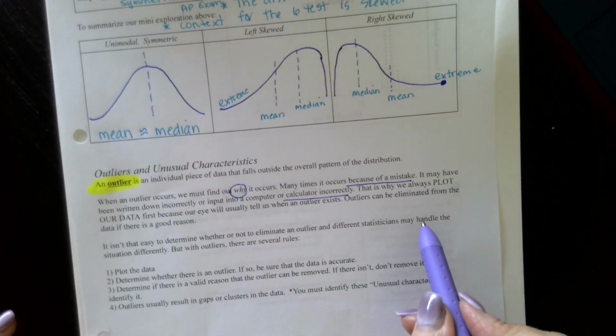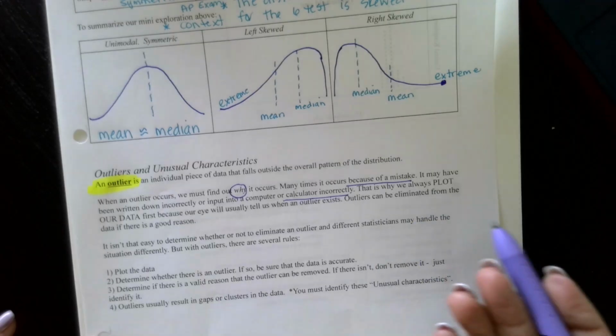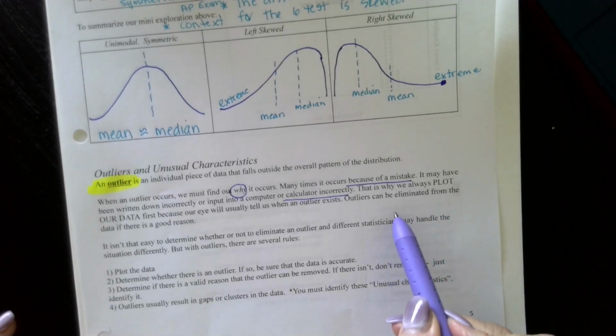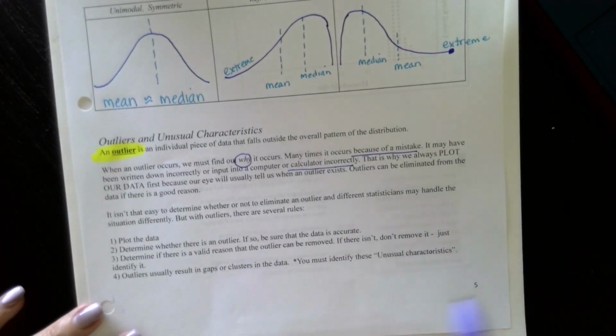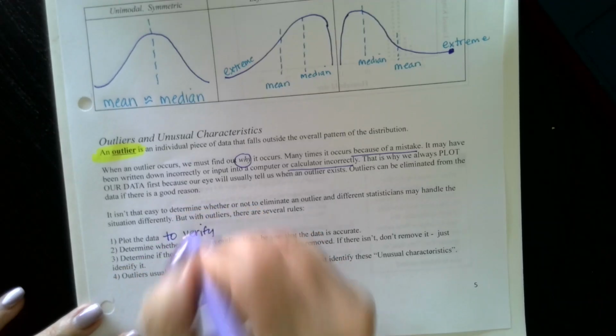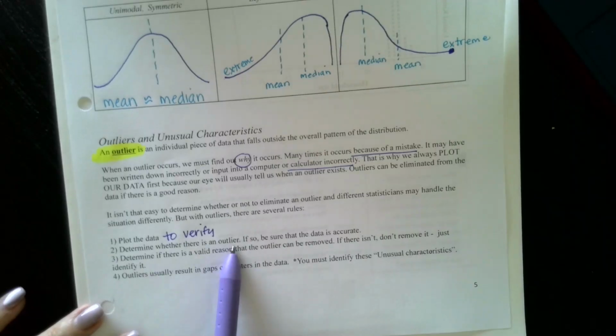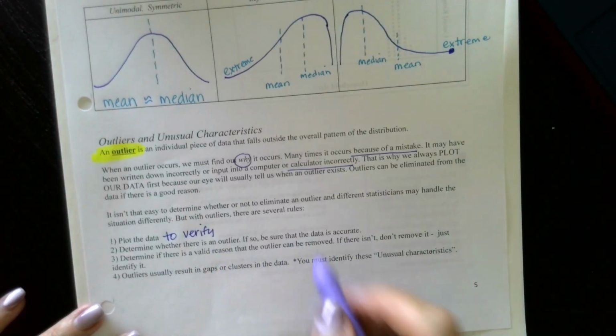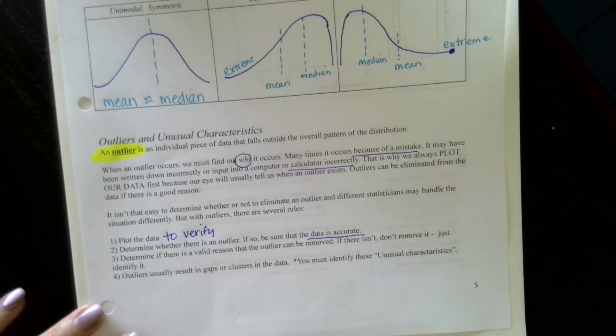If you do have an outlier, sometimes we really do, like with our salary person. If that happens, we just have to justify it. We have to write what our outlier is. When we have an outlier, there are several rules. First thing we're going to do is plot it, and the reason we're plotting it is to verify, is it really there? We're going to determine if it's an outlier. If so, we have to make sure that the data is accurate. So the first thing you always want to do is go back and check your data or your tables, especially when we get into the calculator.